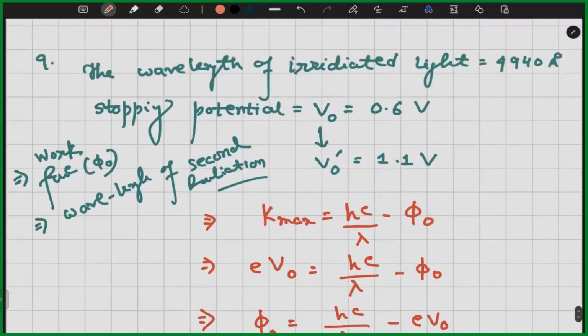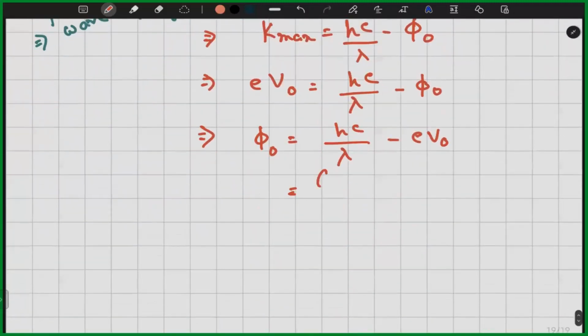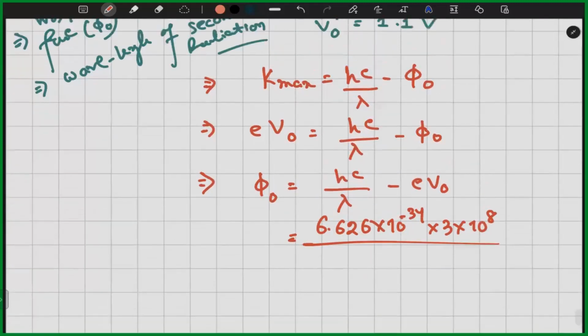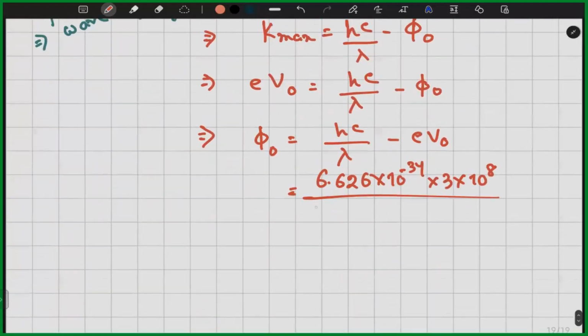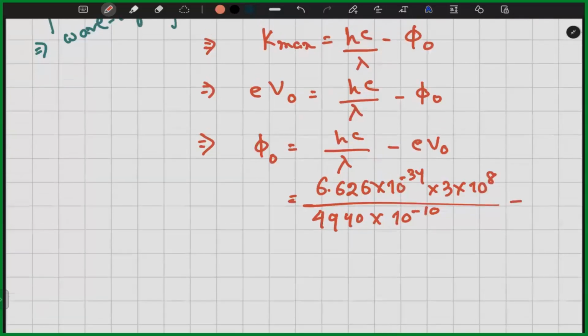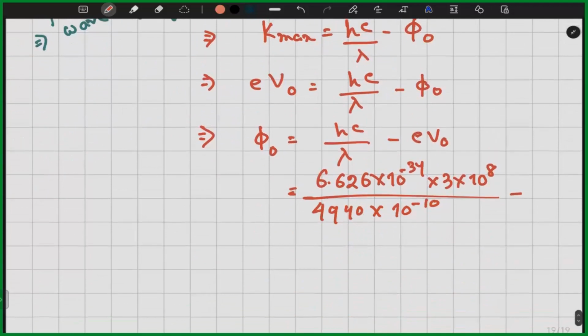So phi naught will be hc by lambda minus eV naught. So hc by lambda is given. So hc by lambda is 6.626 into 10 to the power minus 34 into 3 into 10 to the power 8 divided by what is the lambda, 4940 into 10 to the power minus 10. It will be in joule actually, and it is minus what is the V0, 0.6, so it is 0.6 into 1.6 into 10 to the power minus 19 joule. So what will be the value? 6.626, 3, 4940.